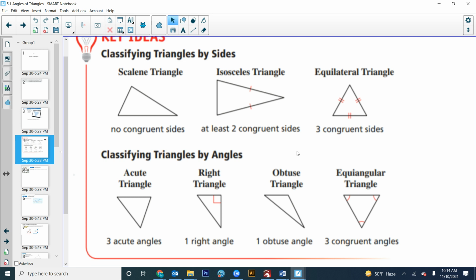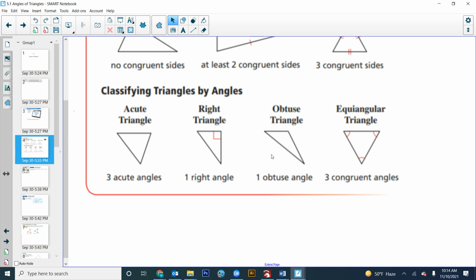Triangles have 3 sides. Isosceles are at least 2 congruent sides. Equilateral, all 3 sides have to be congruent. Okay? All 3 sides have to be congruent. So those are your choices. All right? Now, what about angles? Your options for angles, there are 4 options.